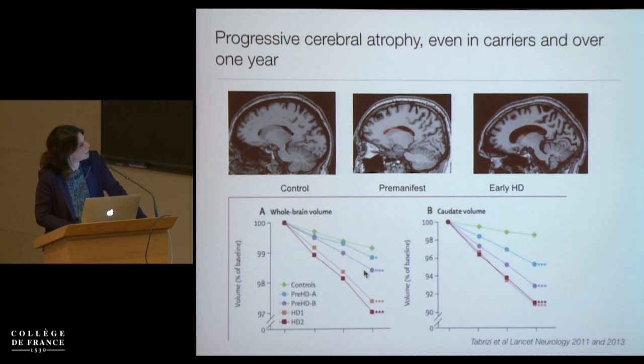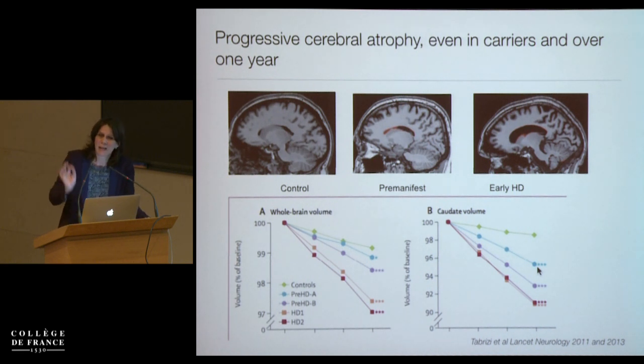And if you take the pre-symptomatic carriers, which are blue and violet here, they're losing brain faster, clearly, without having any clinical sign. A lot more the patients, but if you look only at the blue, it's quite impressive. And the caudate volume, it's tremendously atrophic 20 years before onset.